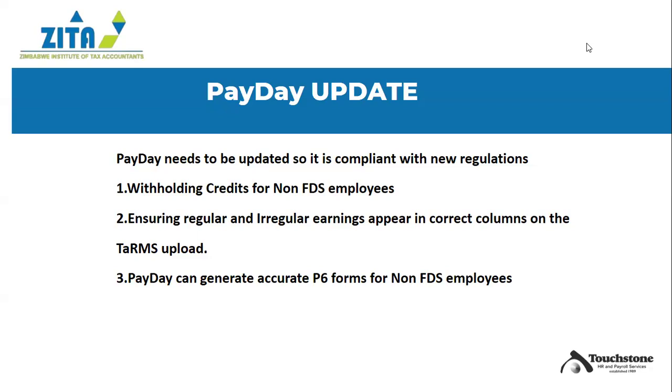So what will then happen? You will have a variance on your tax. So please ensure that you get this update from us. And number two, the update will also help just to make sure that your regular and irregular earnings appear in the correct columns on the TERMS upload. And then number three, PayDay can generate accurate P6 forms for non-FDS employees. So you need to get this update from us so that you update your payroll system. I know with our P6 forms, they've always been accurate, they've always been good, but just make sure you get our update so that it withholds the credits from non-FDS employees.